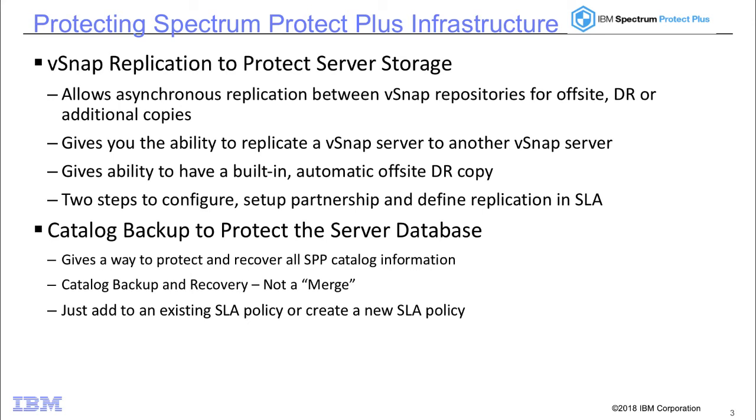Now, of course, for disaster recovery purposes, you're also going to need to protect the Spectrum Protect Plus database. And so in version 10.1.1, you can protect the Spectrum Protect Plus catalog information with a backup to VSnap storage. And basically, again, this is very easy to set up and very easy to use. You just add this backup to the SLA or create a new SLA policy, and then on the schedule, it will automatically back up the catalog.